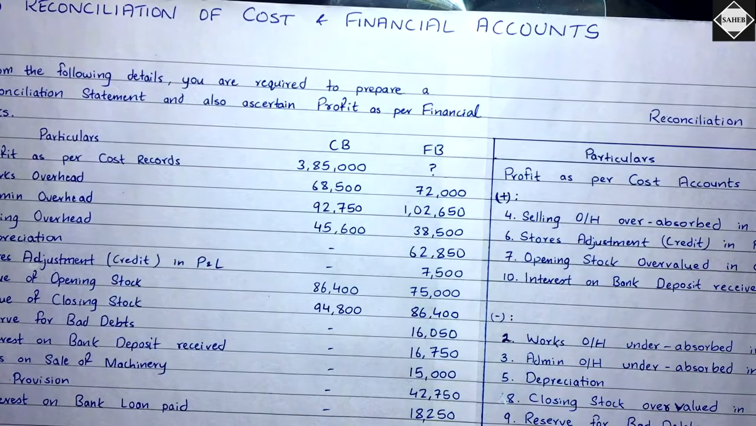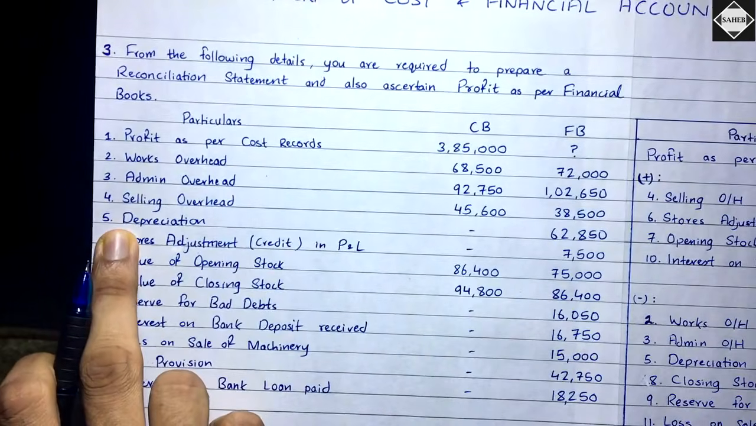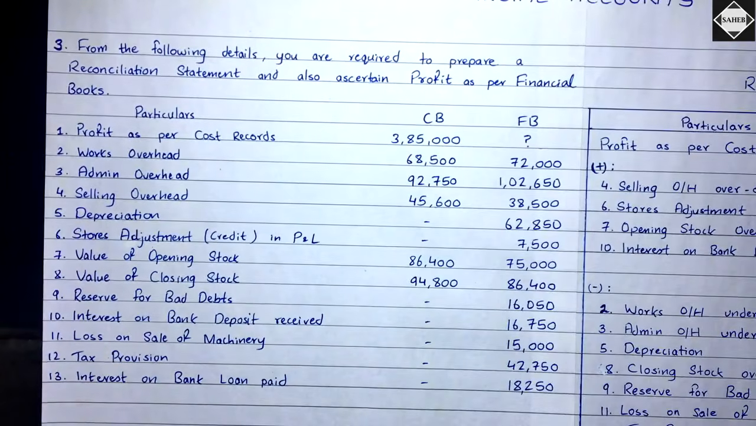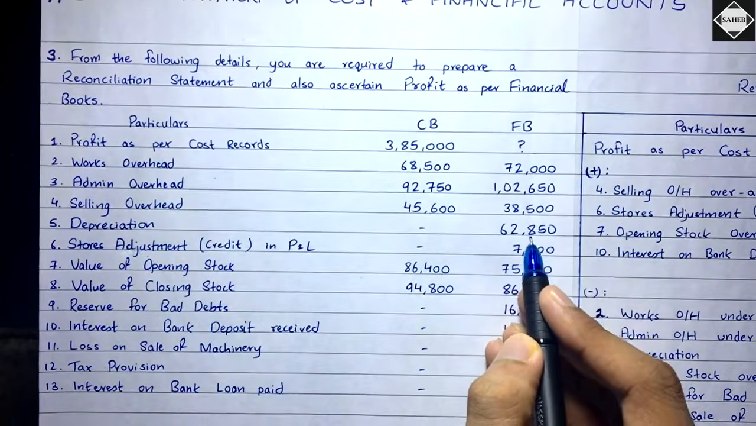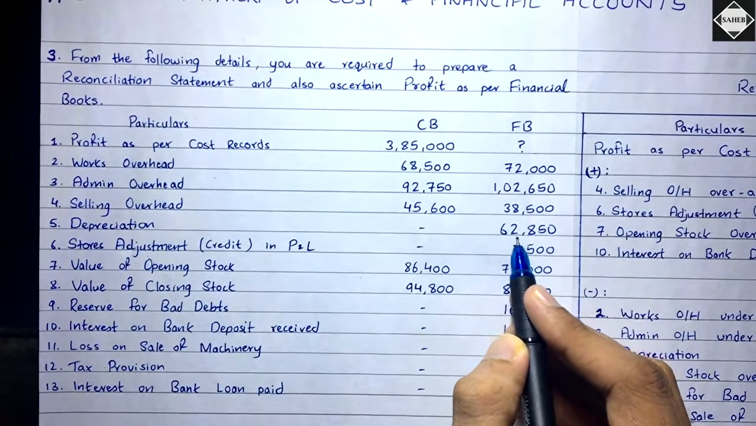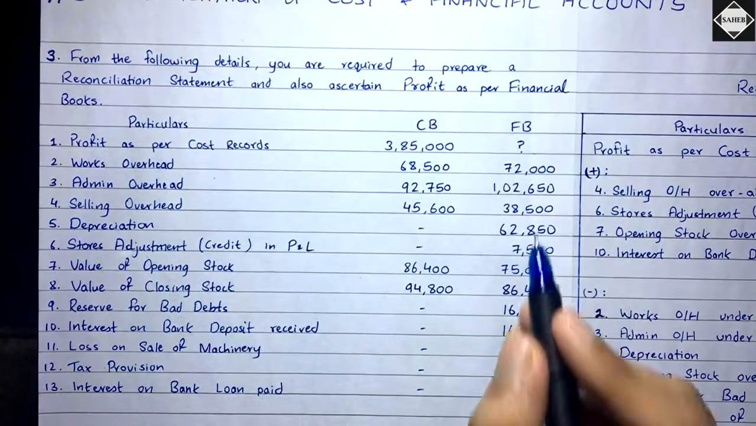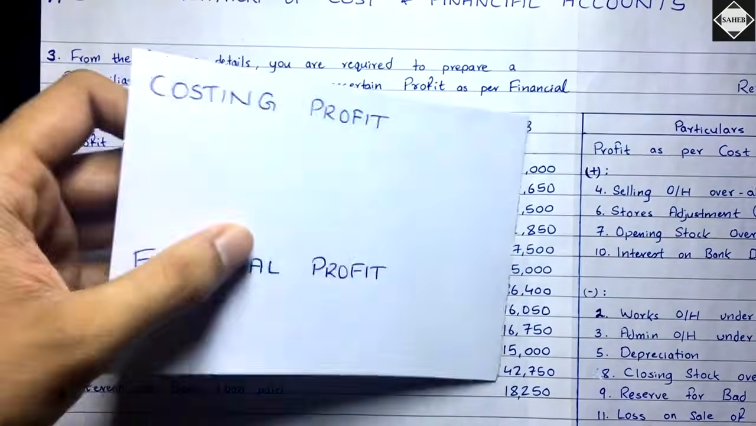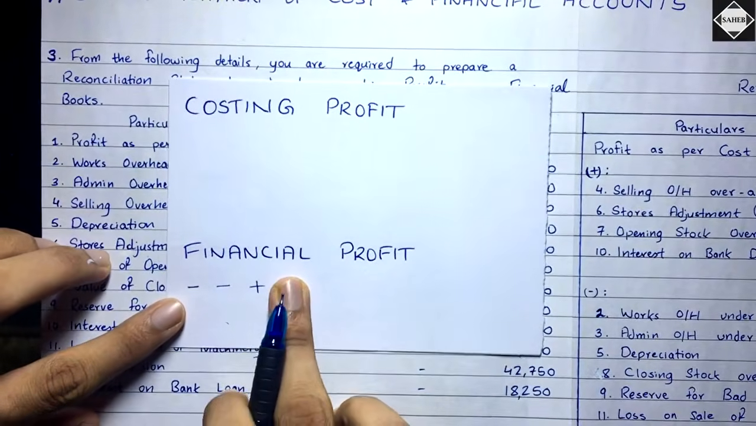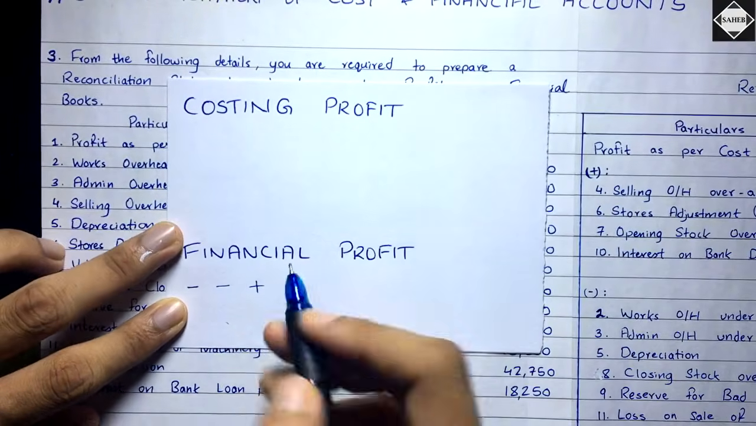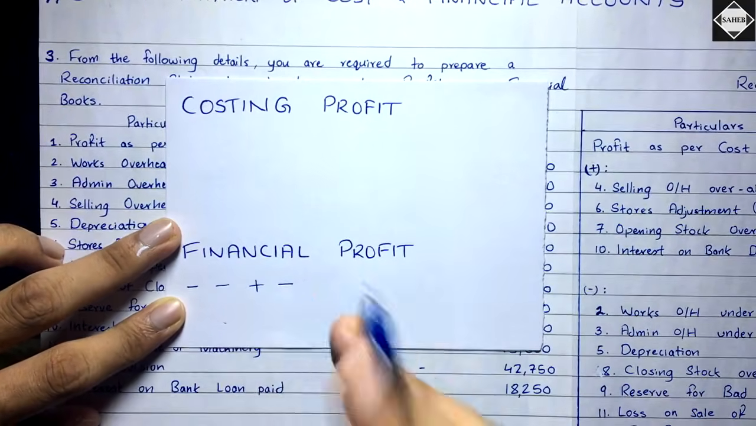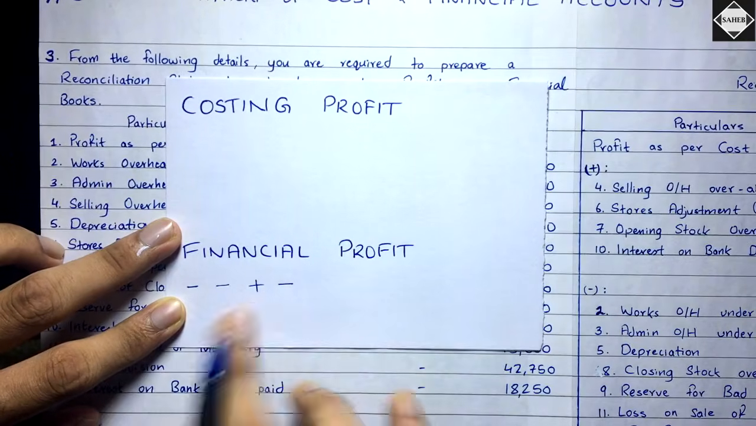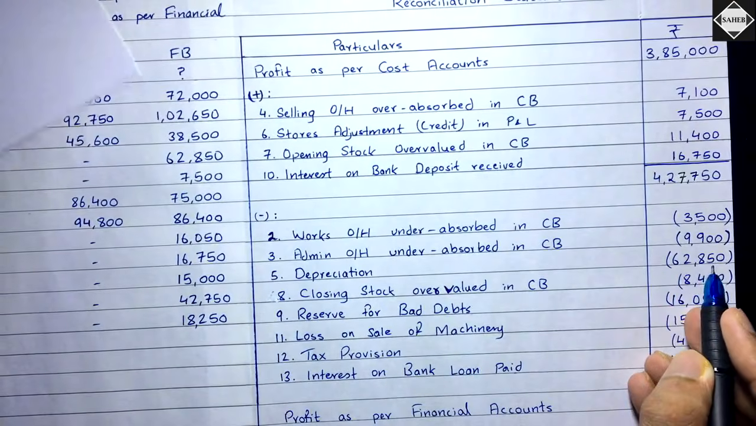Simple. Next transaction you have is depreciation. Now what is depreciation? Depreciation is an expense, and it has only been recorded in the financial books, 62,850. So now what will happen? Expense has been recorded in financial books. So the effect on financial profit is negative. Expense has been recorded, your profit will be less. So that's why you have to less this transaction, depreciation 62,850, the entire amount.